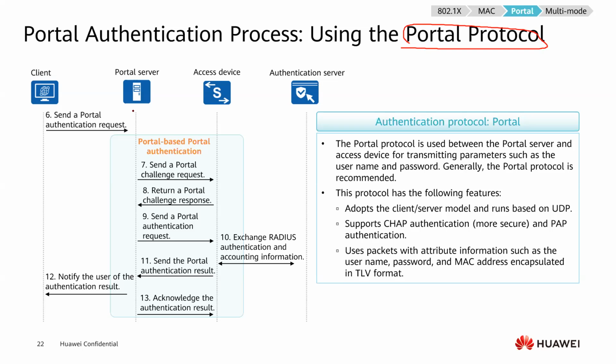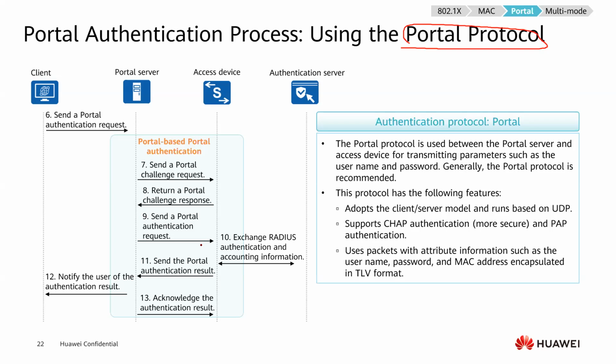First, it will send the portal challenge request to the access devices. The access device will reply with the challenge ID, and then the portal server will send the portal authentication request information to the access devices, with the password ciphered by using the MD5 algorithm to calculate over the challenge ID and the password, and then send the result to the access devices.